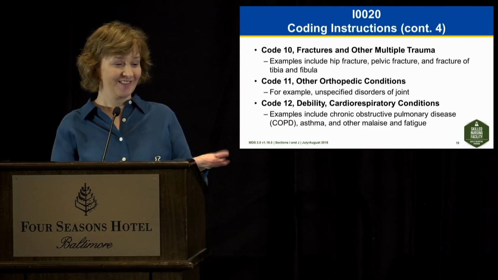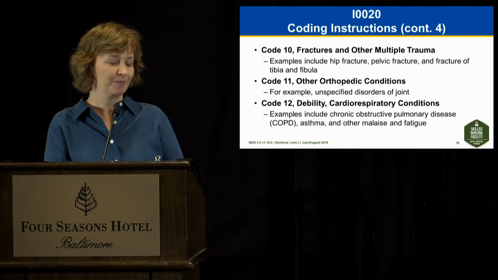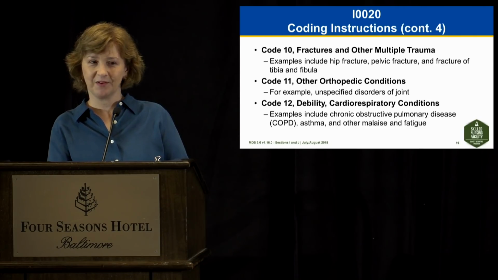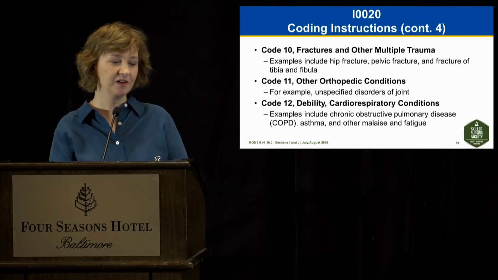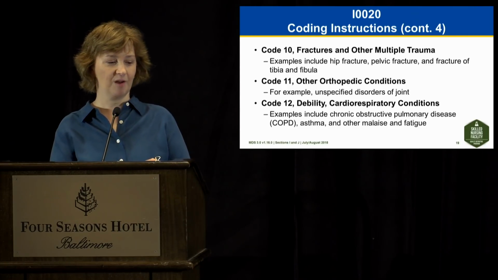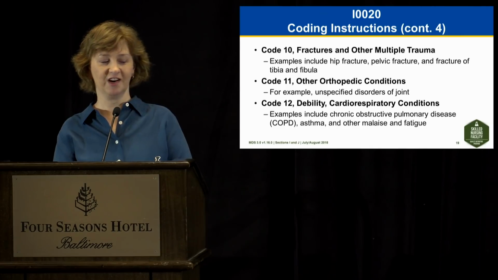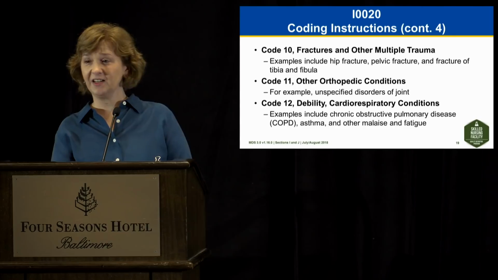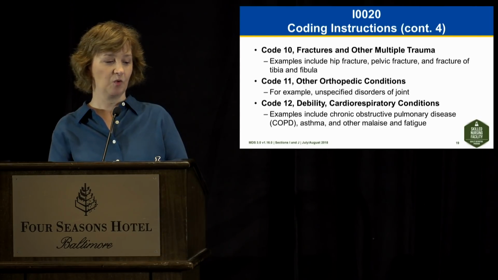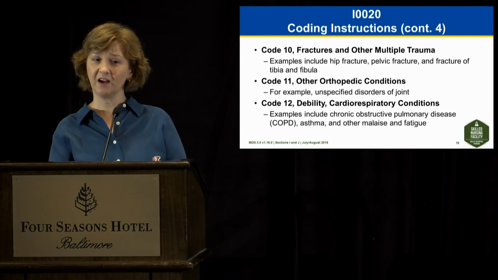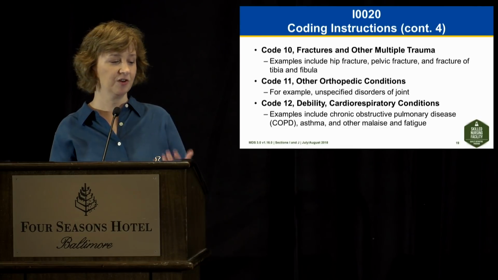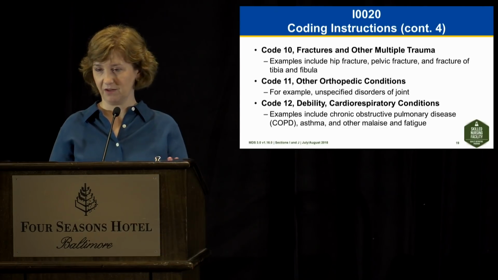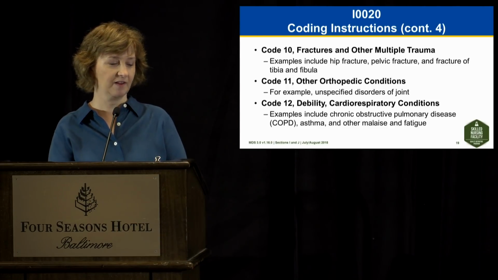Okay, so the next one is actually fractures and other multiple trauma. So in this case, the person who had the hip fracture would be coded here. Also, other types of trauma could be pelvic fracture, fracture of tibia, fibula. Code 11 is used if somebody has had some kind of orthopedic condition that isn't already covered under the hip replacement or hip fracture. So this could be some kind of joint disorder or maybe some kind of osteoarthritis of some type.